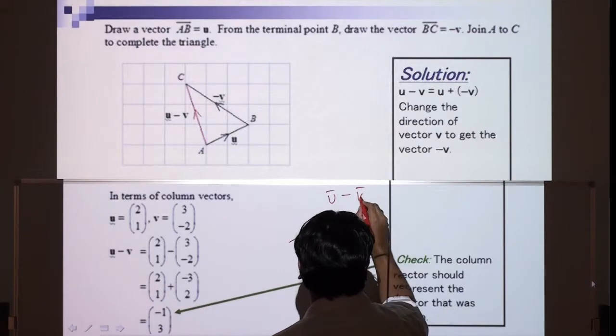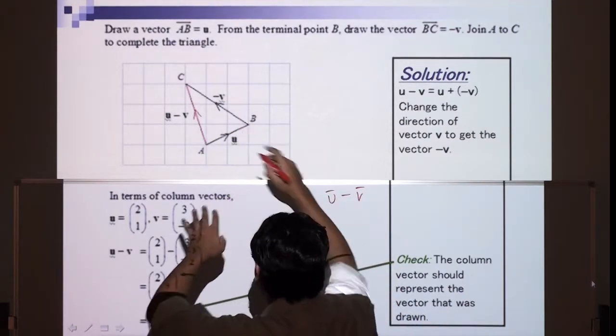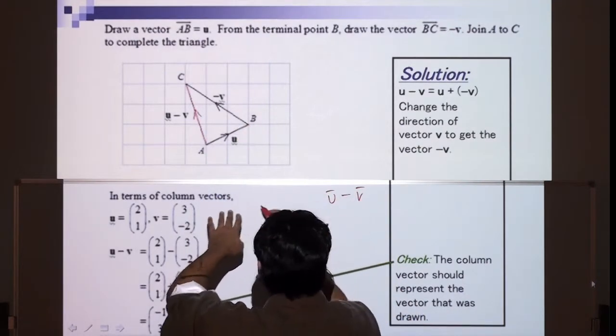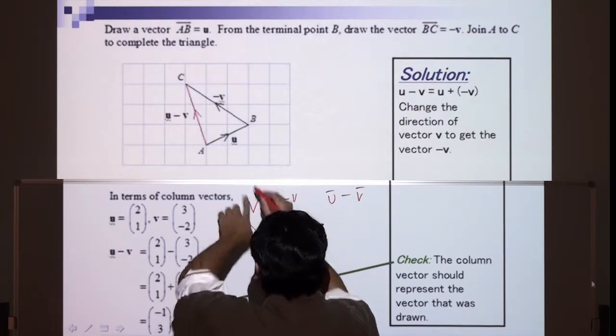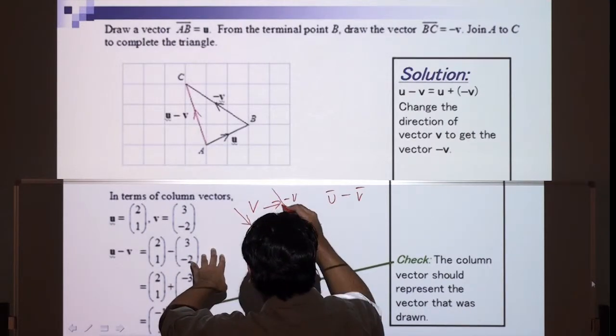And what we do with v is we reverse the direction. So this is negative v. V was perhaps going this way. So negative v, we go the other way. We change direction, and we go that way.